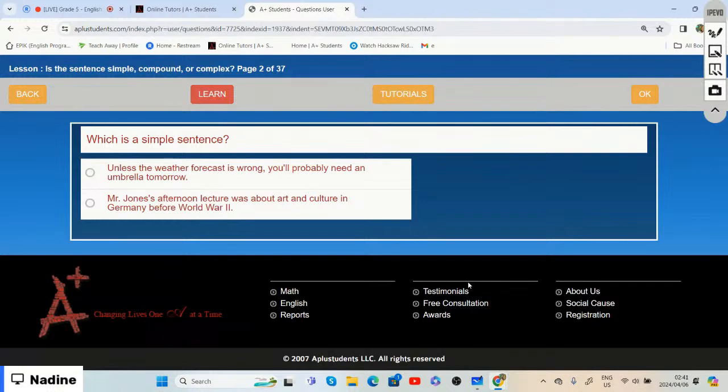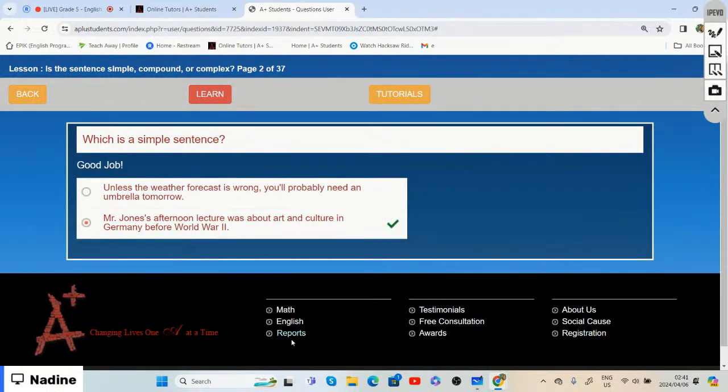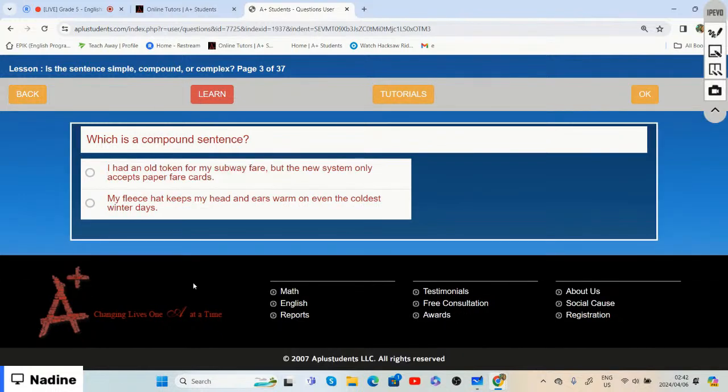All right, then if we choose, okay, it says Mr. Jones's afternoon lecture was about arts and culture in Germany before World War II. So great job. Well done. We need to say which one is a compound sentence.